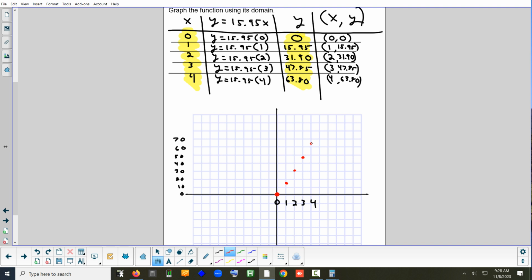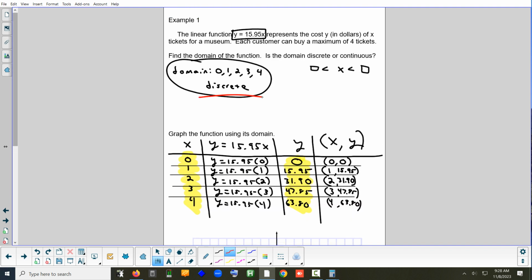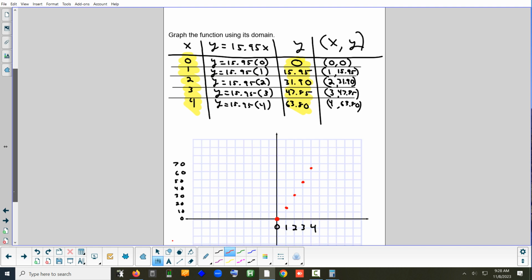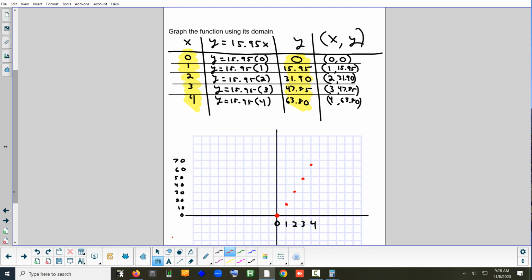Okay, do those points look like they're in a straight line? Yeah. Almost. Yeah, that looks pretty good. Again, we just estimated the best we could. Now, should I connect the dots or just leave it as dots? Yeah, just leave it as dots because it's discrete. So that's how you do it. If it was continuous, then I would have connected this. Okay, any questions on that?